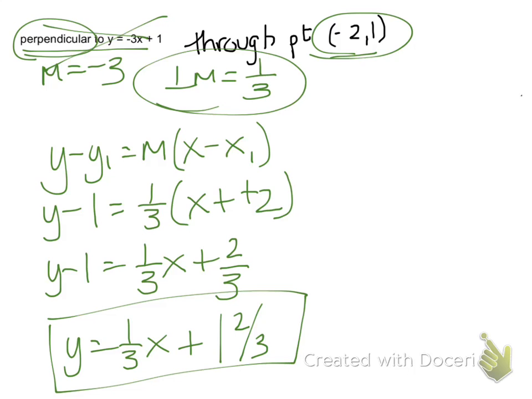So the equation of the line that goes through the point (-2, 1) and is perpendicular to y = -3x + 1 is y = 1/3 x + 1 2/3.